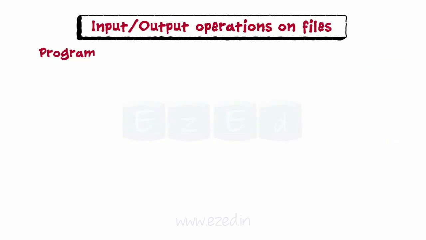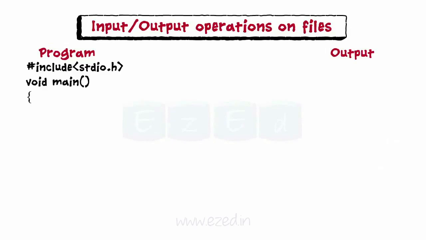Write a program to read data from the keyboard and write it to a file, and also read the same data and display it on the screen. We start by declaring the main function. The file pointer fp is declared as a pointer of type FILE and the variable ch of type character.